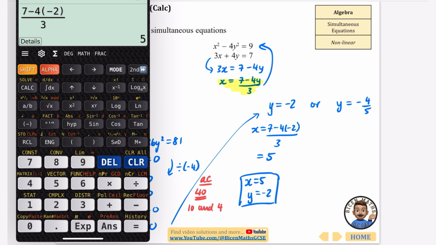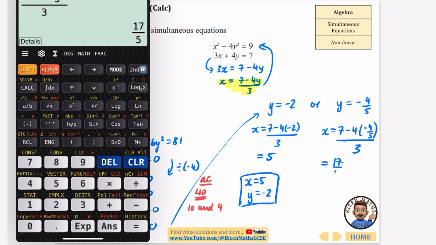And now for our next one, we're going to say that x is equal to 7 minus 4 lots of y, divided by 3. So I can actually just go through my calculator, and I can change it from minus 2 to minus 4 over 5. You could type that in as 0.8, but I'm going to type it in like this, and we get that x is 17 over 5. So x is 17 over 5, and y is minus 4 over 5.